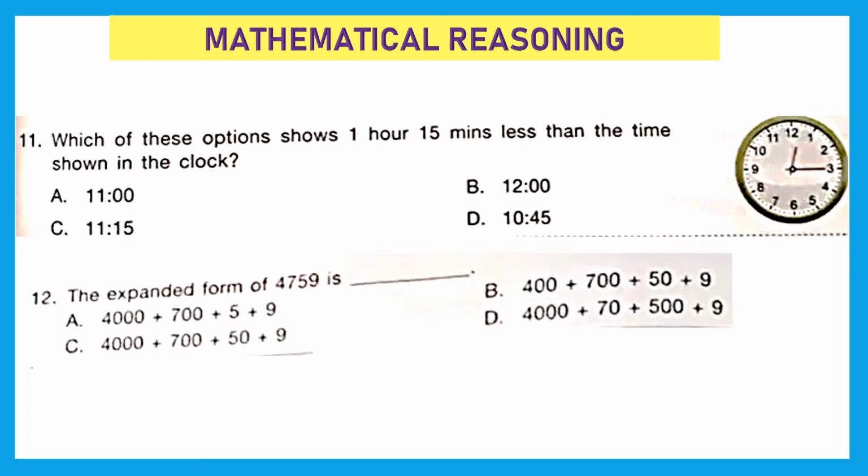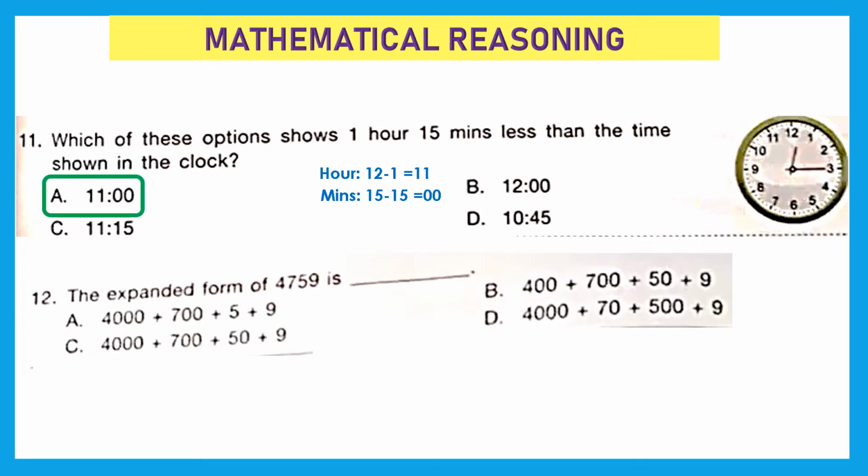Mathematical reasoning. Question 11. Which of these options shows 1 hour 15 minutes less than the time shown in the clock? So what is the time shown in the clock? It is 12:15, right? Now 12 hour is there. We have to subtract hour from hour. So 12 hour minus 1 hour equal to 11 o'clock, right? Now 15 minutes are there and we have to subtract 15 minutes, right? So that is going to be 0. So the new time is going to be 11 hour 0 minute, exactly 11 o'clock. So option A is the right answer.